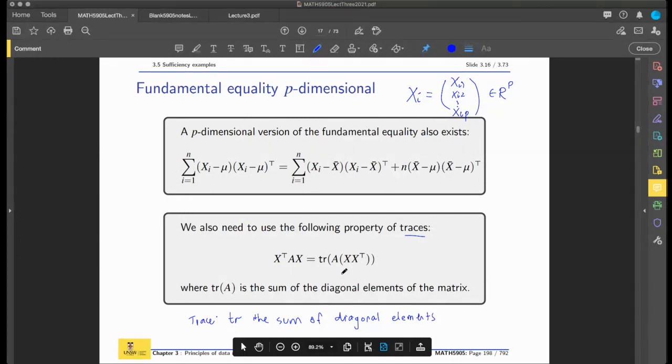And so if I have this X transpose AX, where A is just some matrix, where all the matrix multiplication is properly defined, well, X transpose AX can also be written as the trace, so the sum of the diagonal elements of the matrix found by taking A and applying XX transpose. Okay, so we're going to use that in our derivation for the sufficient statistic in this case.